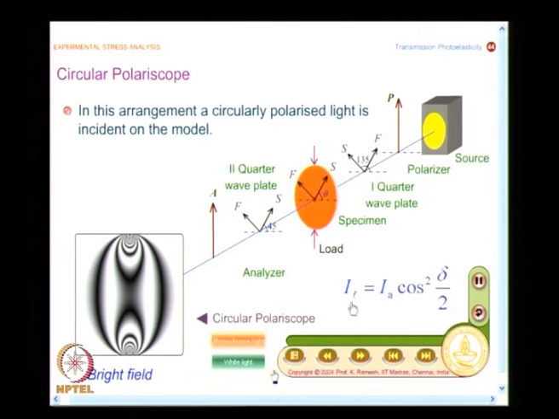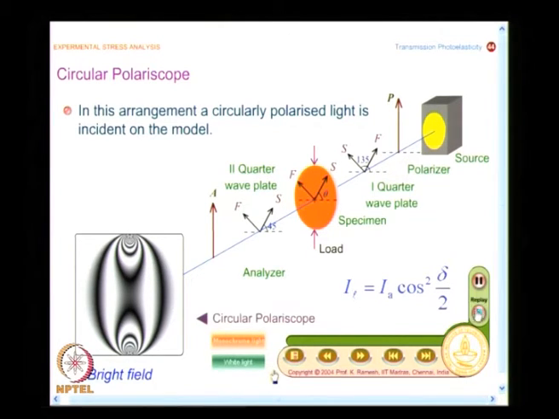What you find here is that the intensity of light transmitted is a function of delta alone. It is no longer a function of theta. So, what do I see on the screen? I see only one set of fringe contours. So, the first knowledge in using a circular polariscope is that instead of 2 fringe contours, I see only one set of fringe contours.